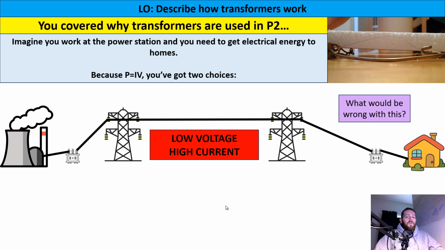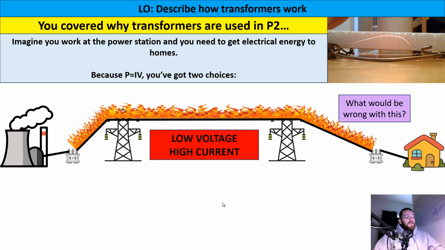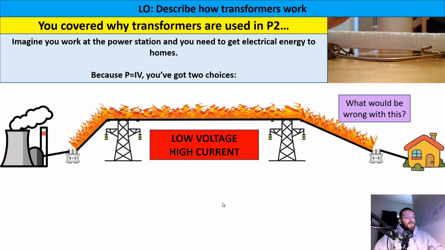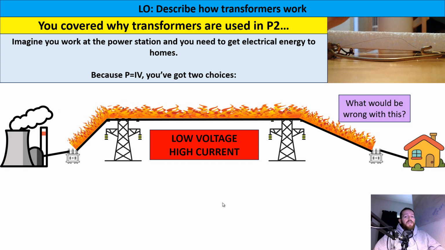Can you spot what the issue would be with this? Like, what would be the problem? If I was to use the national grid and send electrical energy out at huge currents, what's going to happen? Well, this might be a bit of an exaggeration, but something like that's going to happen. Don't get me wrong, the power lines aren't going to set on fire, but they are going to get ridiculously hot.